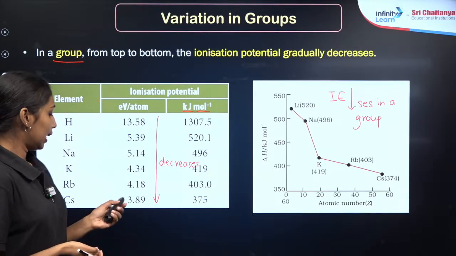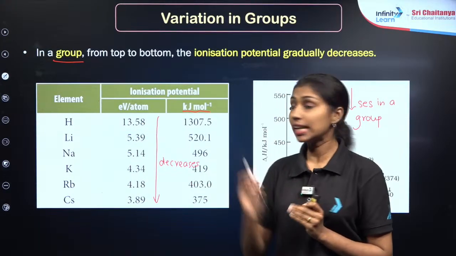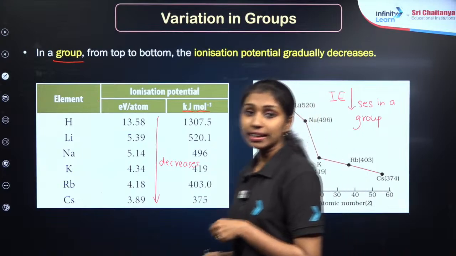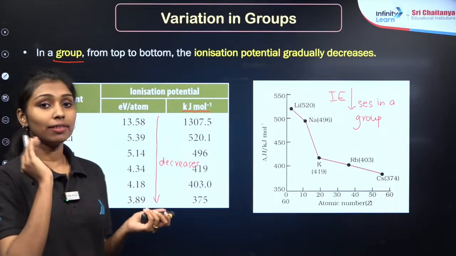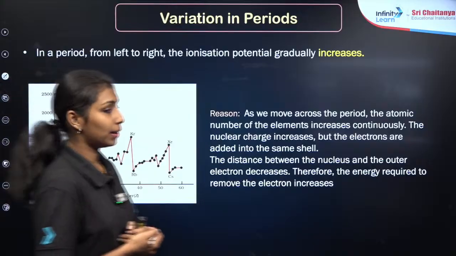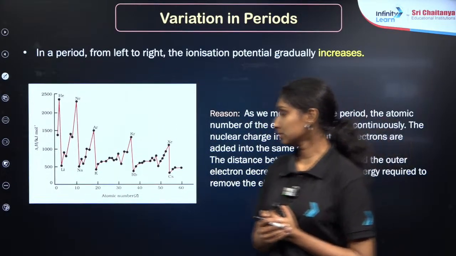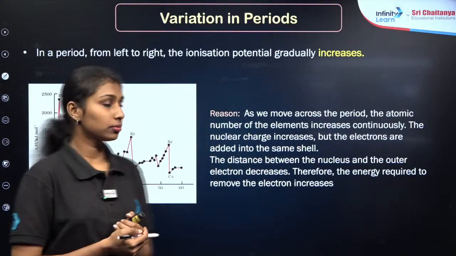Okay. This is the trend of ionization potential along a group. Now let me move to the trend in a period, right? What will happen whenever we go from left to right in a period?